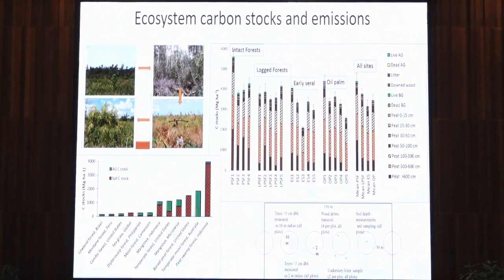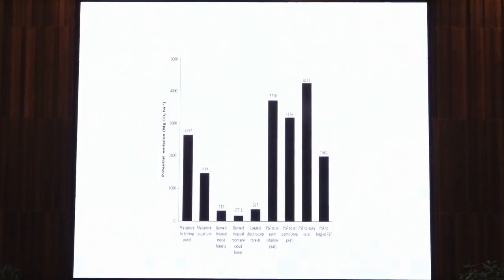That's my first assessment on emission factor. And then here is what I can compare between the ecosystems. For example, on the right-hand side over there, from intact peat swamp forest to logged peat swamp forest, there is a potential emission, the loss of carbon from the change because of the disturbance, almost 2,000 ton per hectare.